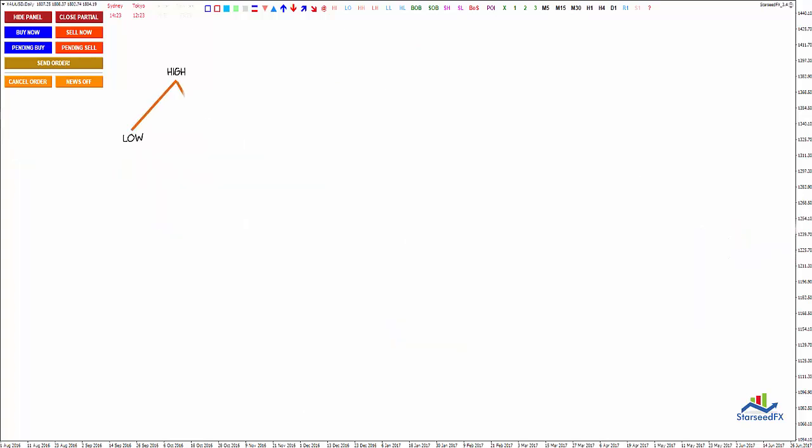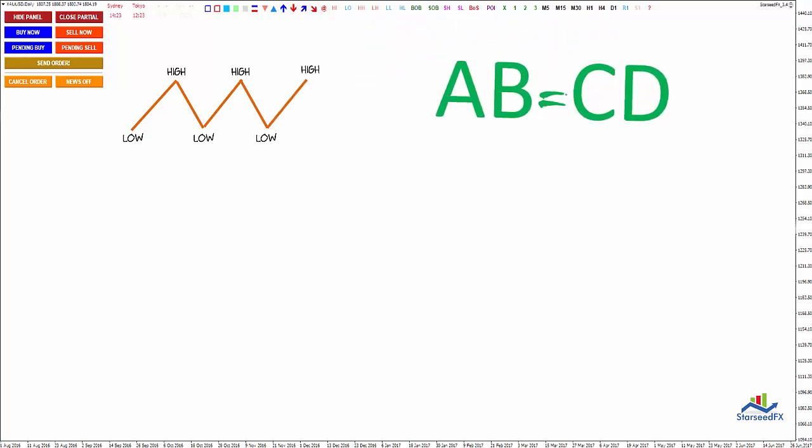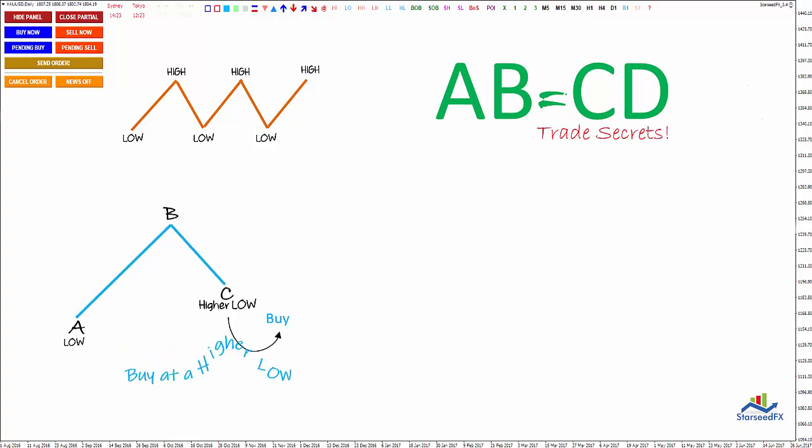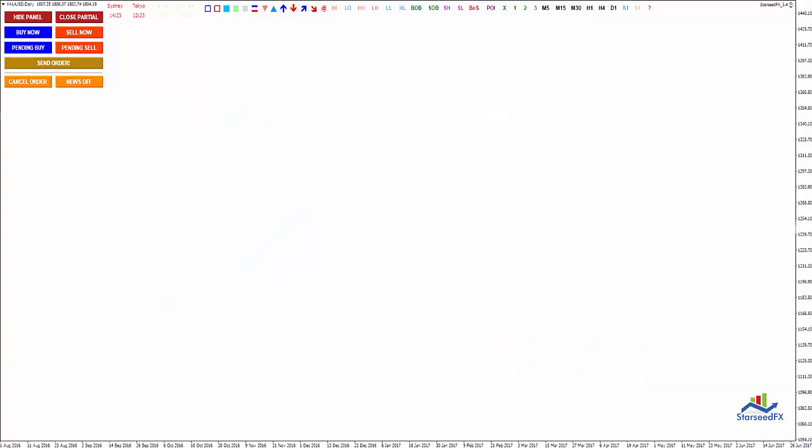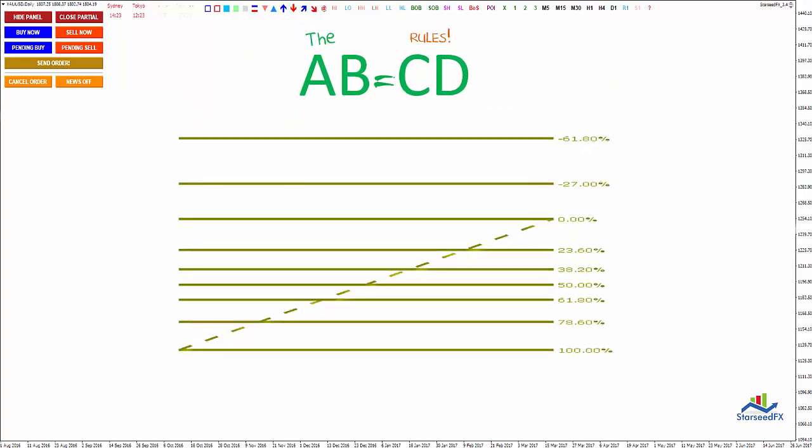Once you understand the difference between highs and lows, your trade is as simple as AB equals CD. The AB equals CD trade secret: buy only at a higher low. Sell only at a lower high. AB equals CD rules. Draw Fibonacci retracement from A to B.